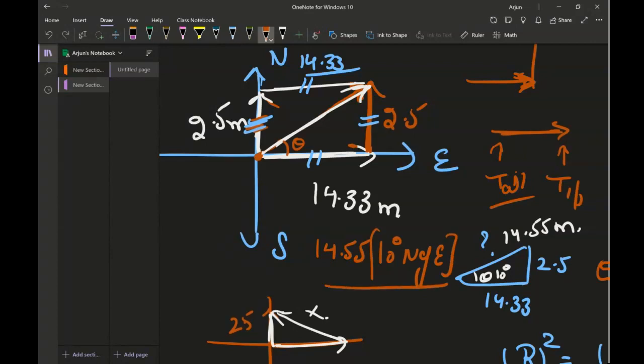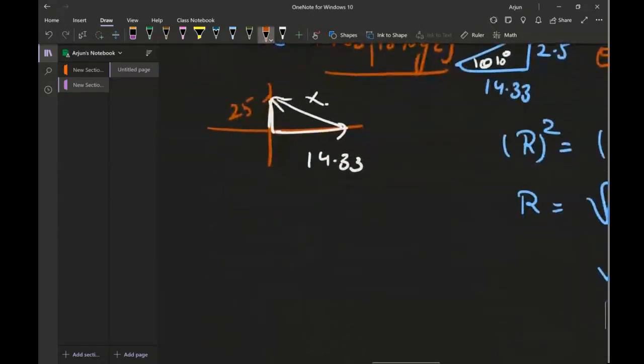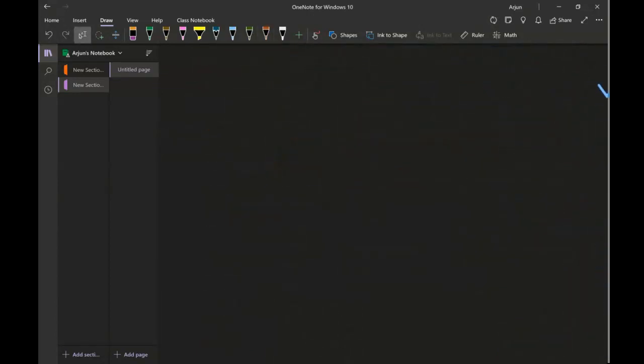So hopefully you understood how we're going to add or subtract the vectors when they are in two dimension. So again, a 2D problem does not mean that both of the vectors have to be in two dimension. Even if one vector is in two dimension, you have to apply the 2D vector approach. So what do I mean by that? In this case, one of the vectors was a two-dimensional vector, the other vector was one dimension. I still have to apply the 2D approach.